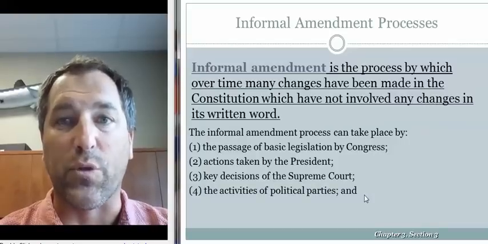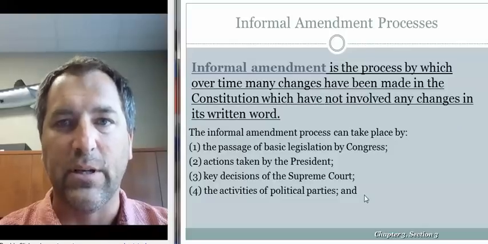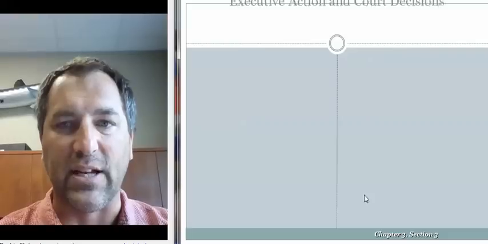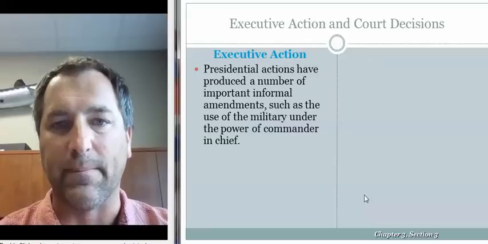The fourth would be then the political parties. And we are a two-party system, so if the Democrats or the Republicans were to take certain actions, and the last is just by sheer custom of how we operate as America.